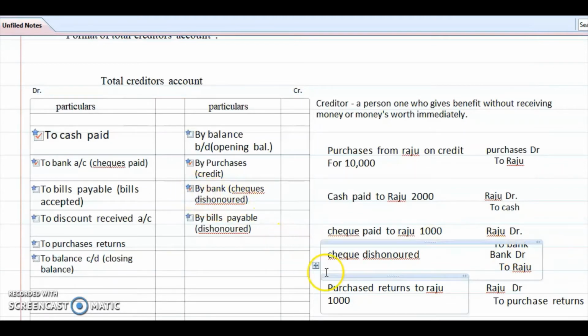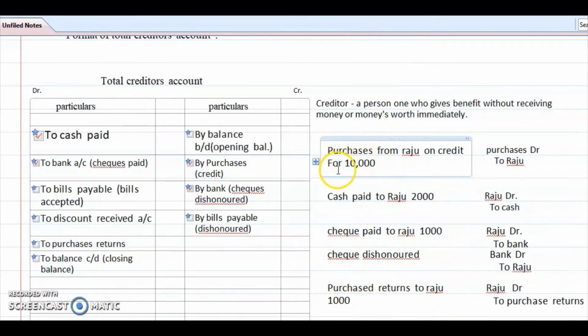Okay, shall we pass on to the next one? Purchases returns to Raju 10,000. It is not necessary that what I have purchased I should keep. If there is any default, what will I do? I will return what I purchased to Raju. Okay, so purchases is a debit balance, purchase returns is a credit balance. You all already know this one. So purchases returns account.